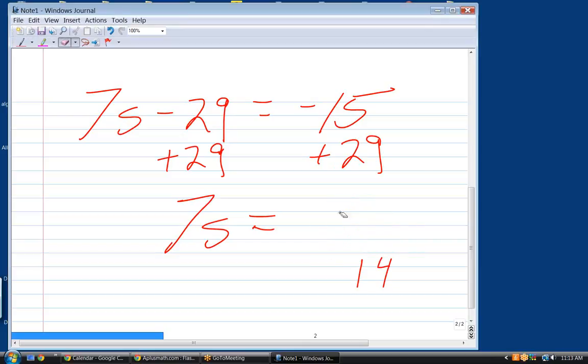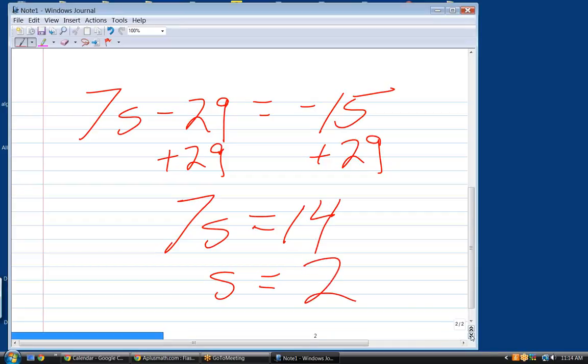So we've got 7s equals 14. Final one. Divide each side by 7. Okay, because 7 is multiplying the s, so we're going to do the opposite, which is to divide by 7. It's 14 divided by 7? 2.